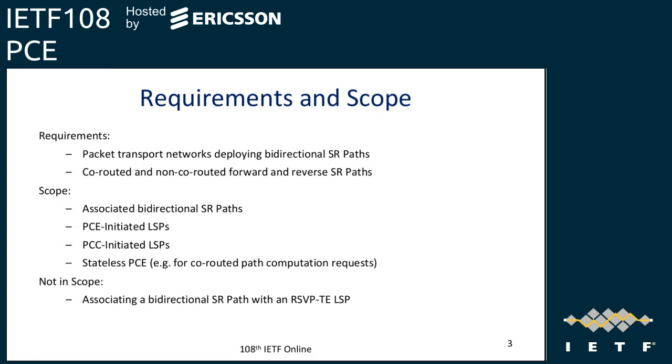So it is the bidirectional SR path in packet transport networks, co-routed or non-co-routed paths. The scope is the associated path. It could be PCE initiated or PCC initiated, stateless PCE as well. Not in the scope is associating an SR path with an RSVP-TE LSP. Next slide, please.